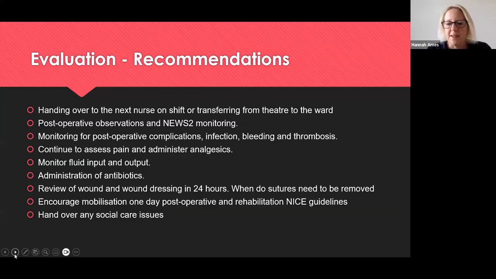We can encourage mobilisation one day post-op, and that's following the NICE guidelines, which I said at the beginning of this presentation. And if you have got any social care issues, you would want to get the person who you're handing over to follow those up. Again, chase any referrals such as physio, occupational therapy.